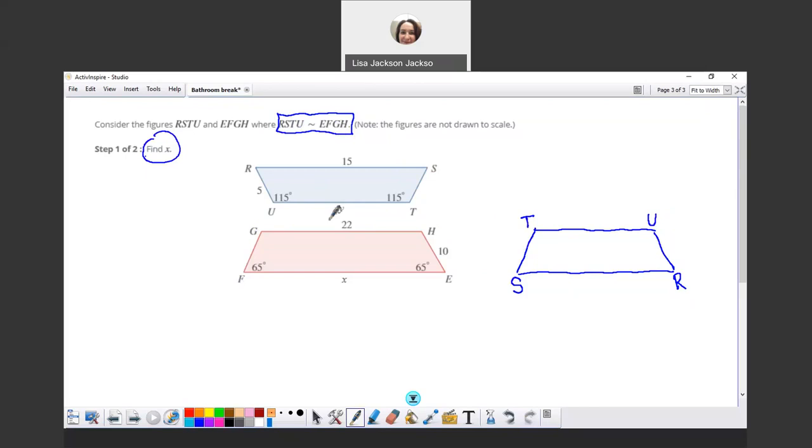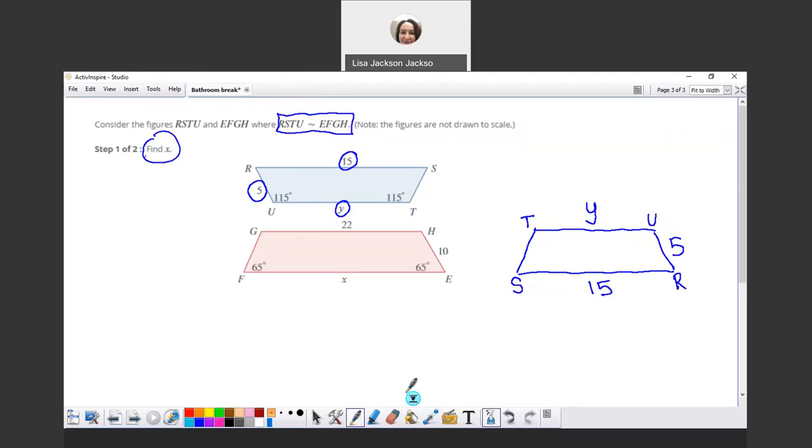Now that I've done that, I'm going to figure out where my side measurements belong on my now turned over and flipped blue trapezoid. So my 5 is on the R to U side. Here is R to U. I'm going to insert my 5. My 15 is on the R to S. That goes right here from R to S. And then the Y, which I won't need right now, but I'll need on step 2 when they ask me to find Y. The Y is on the side that is T to U. So I'm going to put the Y right here in T to U.